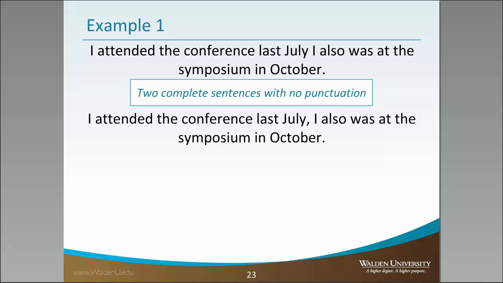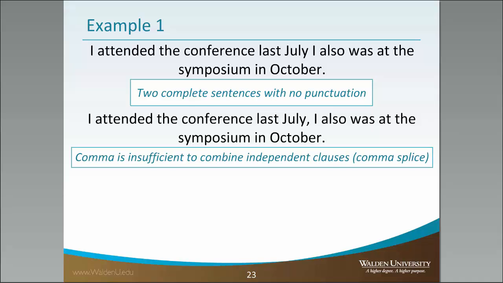I attended the conference last July, comma, I also was at the symposium in October. However, a comma is really insufficient to combine two independent clauses. A comma is really just not strong enough to stand alone by itself to bring together two independent clauses. This is also an example we would call a comma splice, if that's something you ever hear.